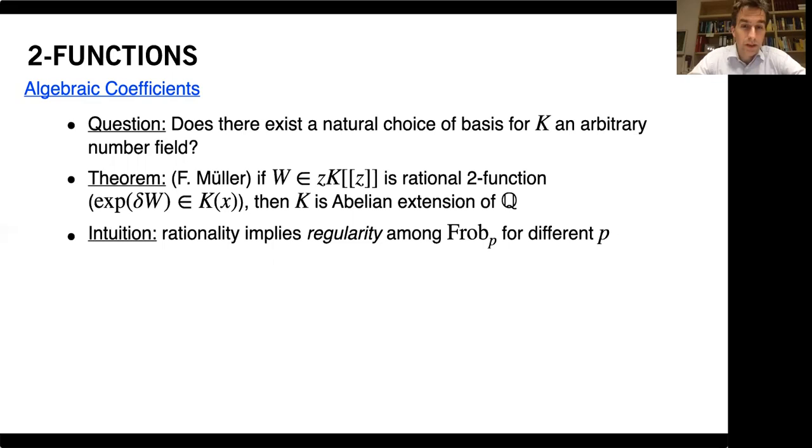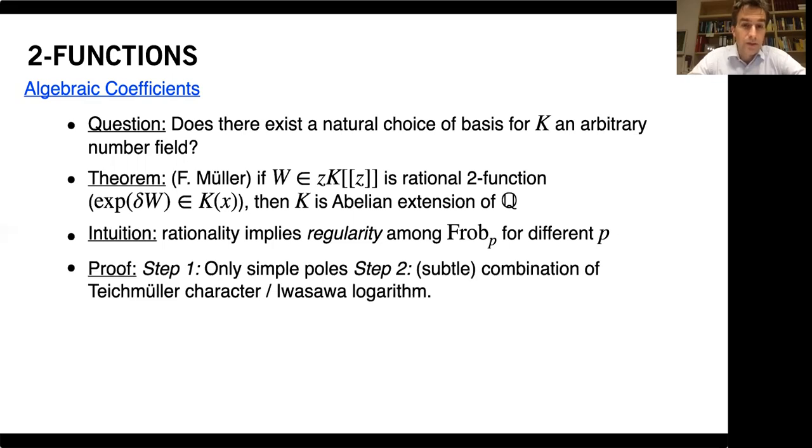There are two steps, which are a little bit subtle, that Felipe figured out. It's quite amazing, actually. The first step is to show they're only simple poles. That's something that's known, I think, as Minton's theorem or something. And then you have to work with some subtle combination of the Teichmüller and Iwasawa logarithm to show that if you have these congruences mod p squared, then you already have a root of unity.